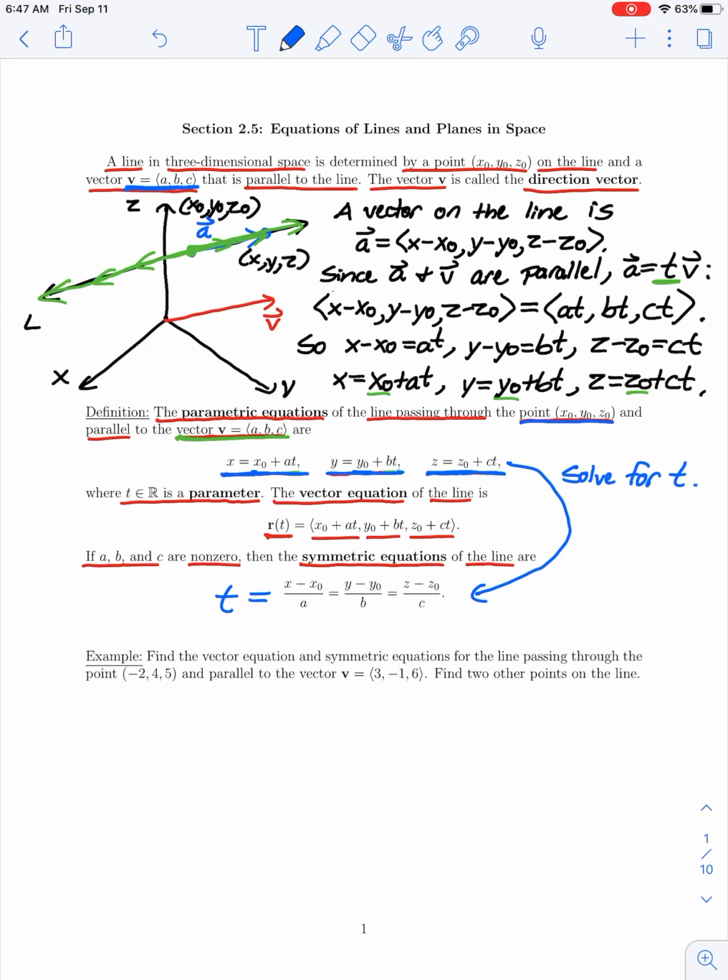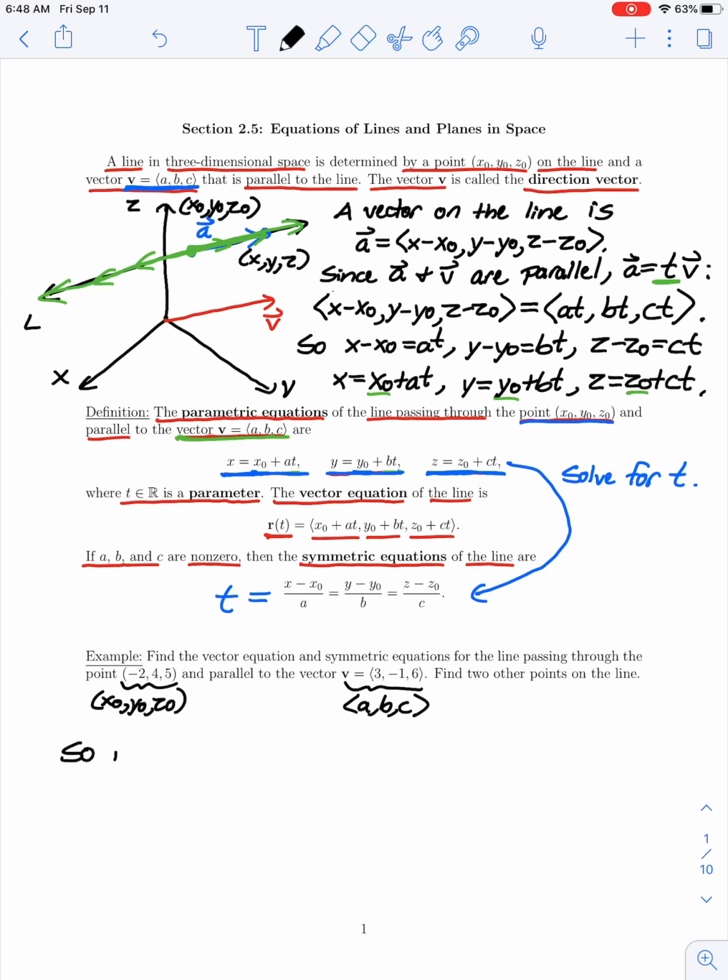In this first example, we are asked to find the vector equation and symmetric equations for the line passing through the point negative 2, 4, 5 and parallel to the vector v, which is 3, negative 1, 6. And then we are asked to find 2 other points on the line. Here, this point that we're given is our x naught, y naught, z naught. That is our point on the line. And the vector v that we're given here is our direction vector, which we were denoting in general as ABC.